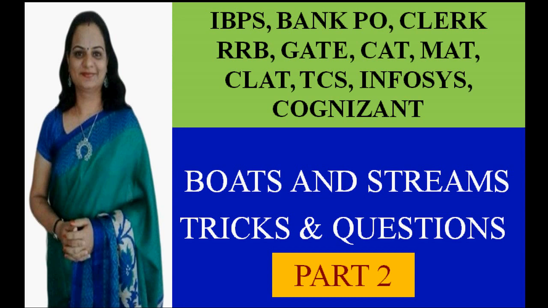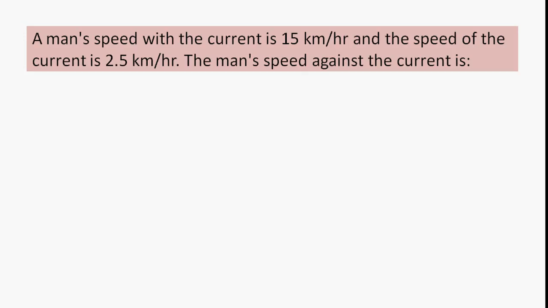I will be discussing tricks as I solve each question, so watch my video till the end. Let's begin. The first question says, a man's speed with the current is 15 km per hour and the speed of the current is 2.5 km per hour. Then what is the man's speed against the current?